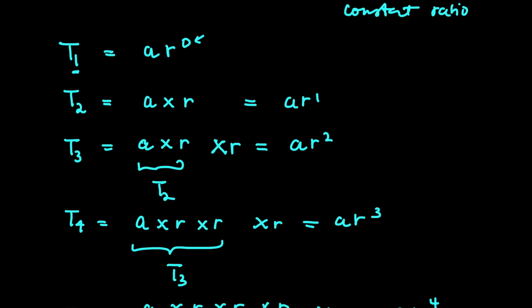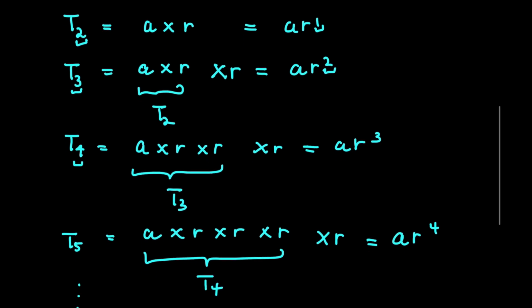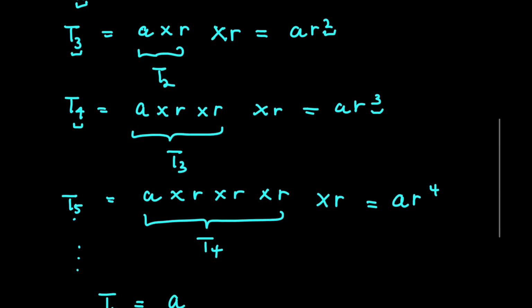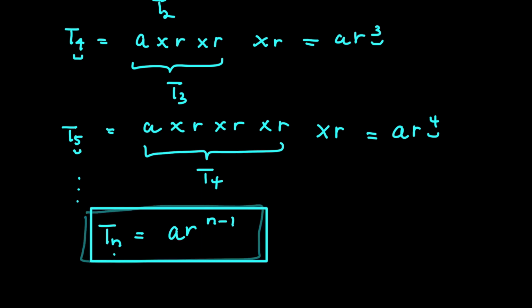This exponent is 1 minus 1. This is 2 here. This exponent is 2 minus 1, which is 1. This is 3. Here you've got 3 minus 1, which is 2. This is 4. Here you've got 4 minus 1, which is 3. This is 5. Here you've got 5 minus 1, which is 4. This is n. And then on the exponent of R, you're going to have n minus 1. So this, guys, is the general term.